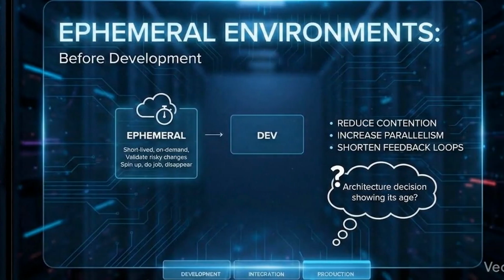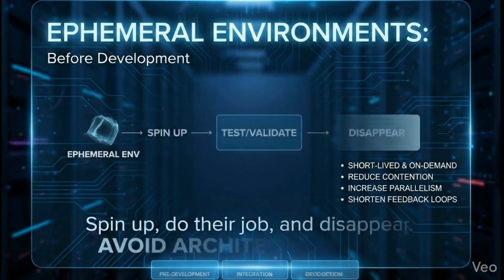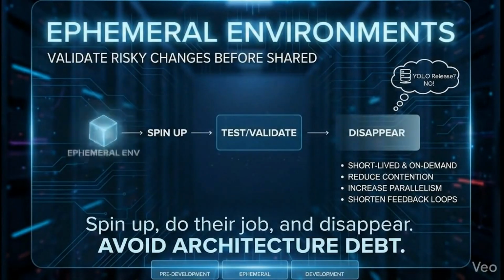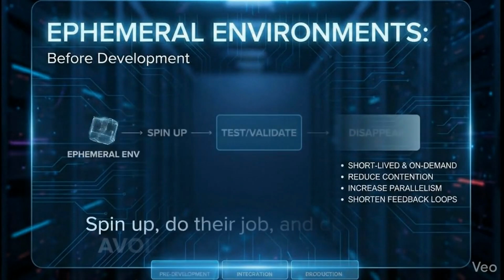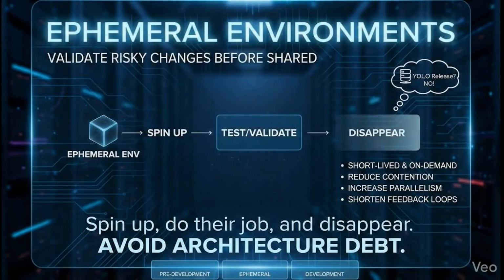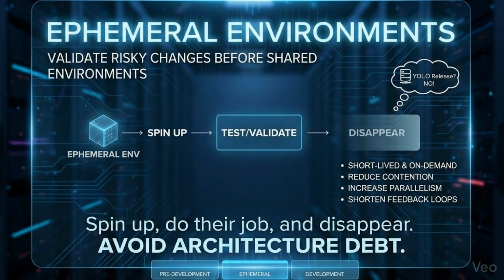Before we even get to development, let's talk about ephemeral environments. Ephemeral environments are short-lived, on-demand environments. We use them to validate risky changes before they ever touch shared environments. They spin up, do their job, and disappear. Ephemeral environments reduce contention, increase parallelism, and shorten feedback loops dramatically. If multiple teams are fighting over the same environment, that's usually not a tooling problem. That's an architecture decision showing its age.